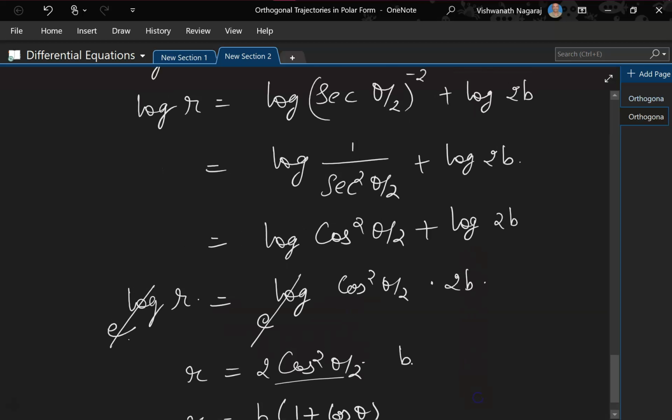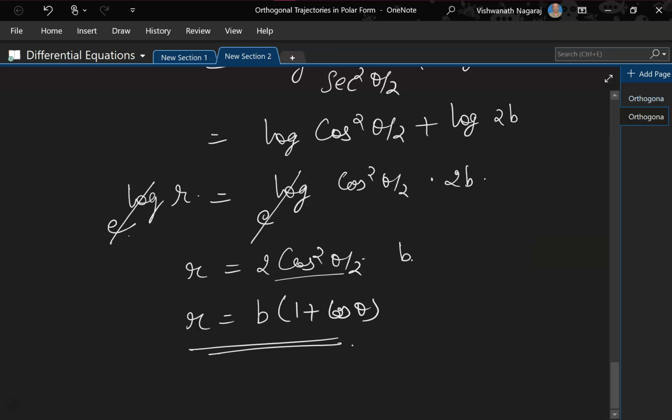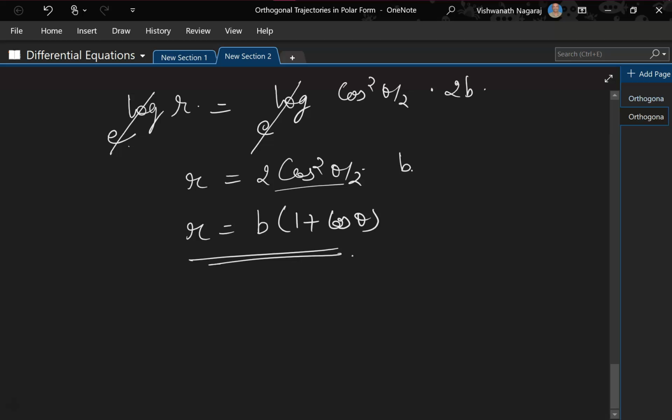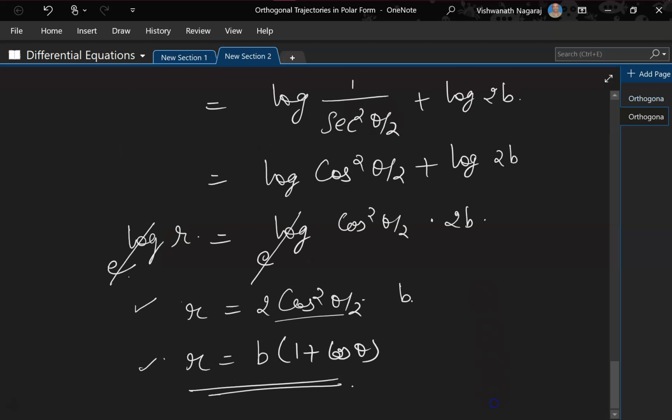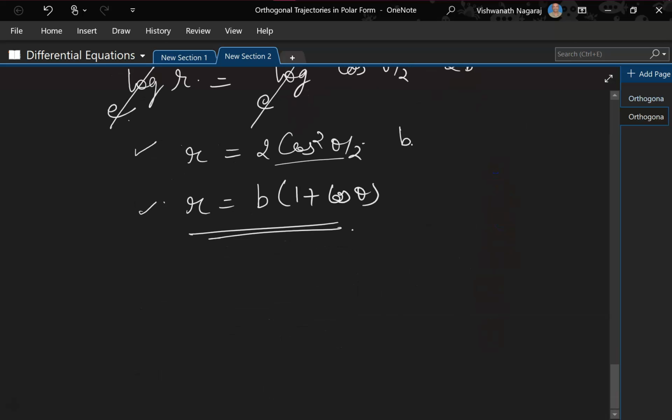Yeah, it's a little bit tricky. If you remember this identity, 2 cos square theta by 2 is equal to 1 plus cos theta, then only you can go from this step to this step. See, that's the beauty of this constant of integration. You can manipulate it the way you want. Okay, now let's do another problem.